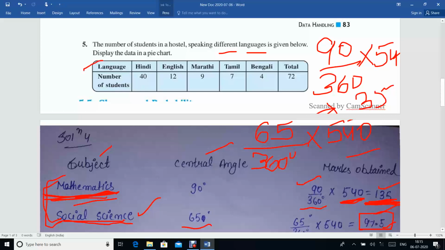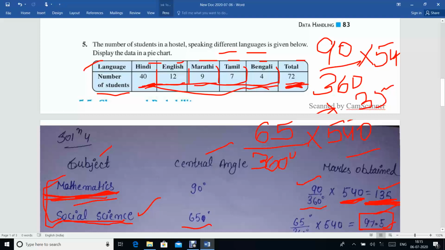Here you are given the languages Hindi, English, Marathi, Tamil, Bengali and total. And the number of students: 40 students speak Hindi, 12 students speak English, 9 students speak Marathi, 7 students speak Tamil, 4 students speak Bengali, and the total number of students is 72. It is also given that the total number of students is 72. Now you have to make a pie chart.